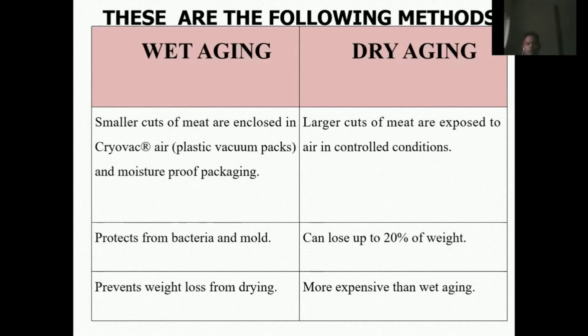These are the methods for aged meat, and there are two. First is wet aging, in which smaller cuts of meat are enclosed in cryovac, or plastic vacuum packs and moisture-proof packaging. It protects from bacteria and mold, and it prevents weight loss from drying. The second method is dry aging. Larger cuts of meat are exposed to air in controlled conditions and can lose up to 20% of weight. And lastly, it is more expensive than wet aging.